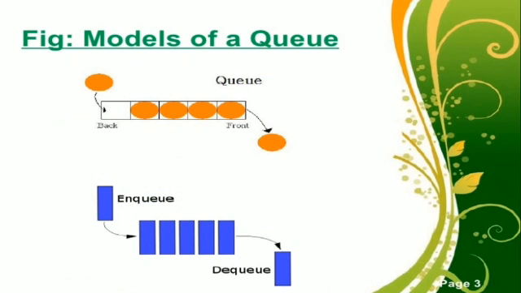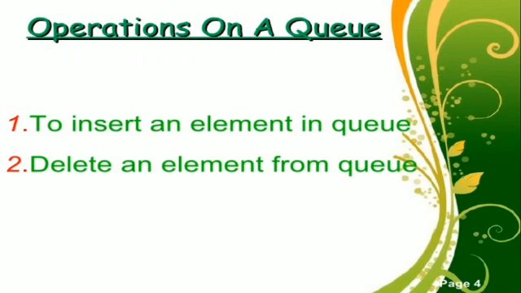A picture of a queue is shown here. As you can see, the first element is inserted at the rear of the queue, and the first element is removed from the front of the queue. Enqueue and dequeue operations are done in the queue.